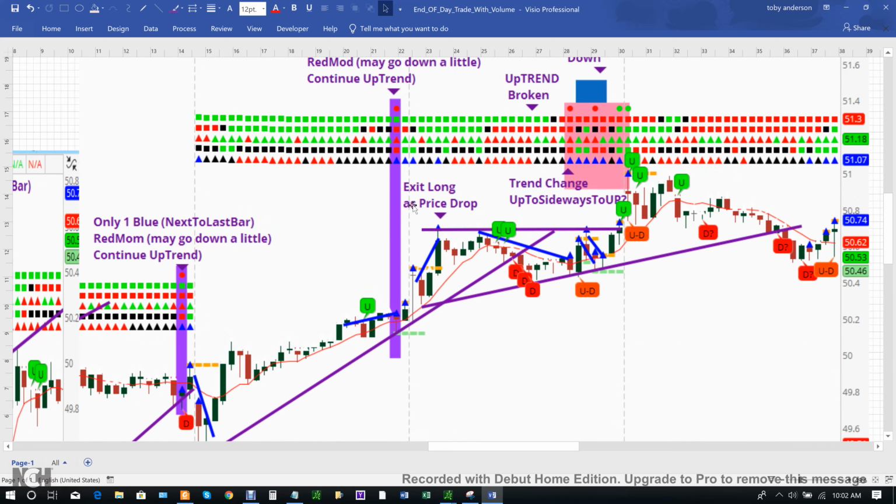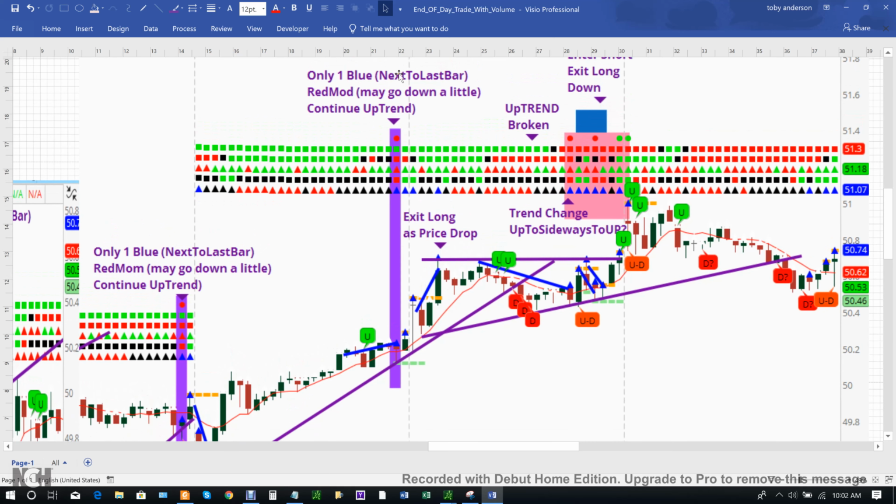Okay, again, I call it only one blue, or a single blue triangle. Next to last bar, continue the trend, which is up. And here's the long-term trend line coming up again. And right here I have uptrend is broken. Okay, so right there's a broken trend.